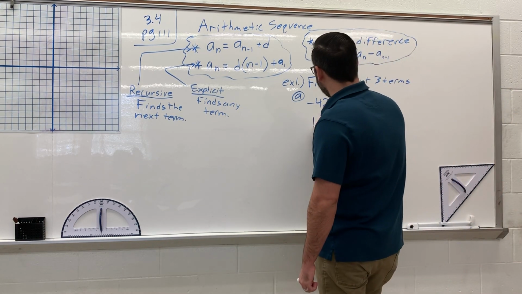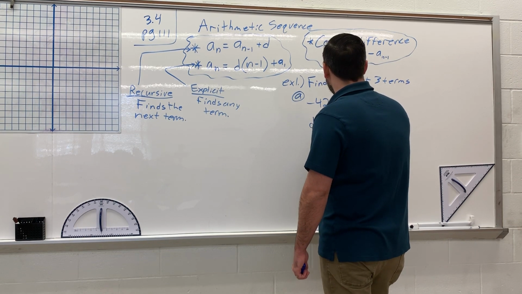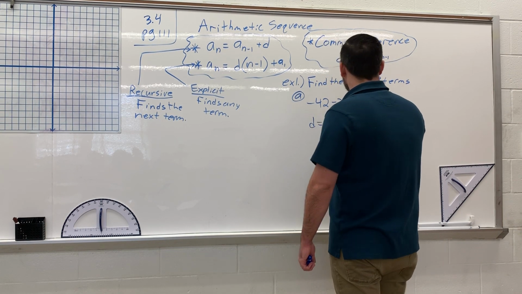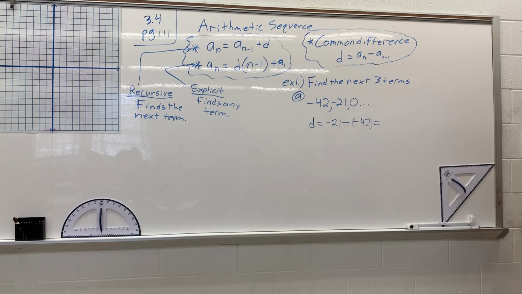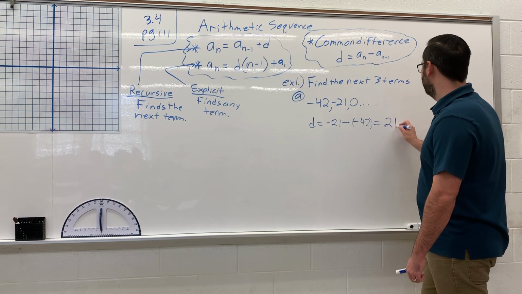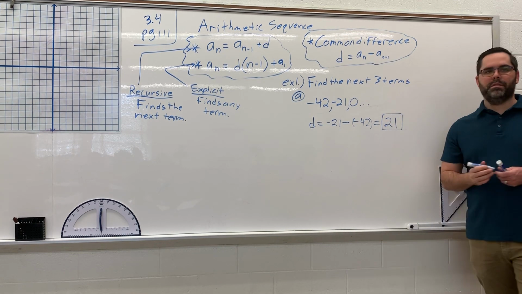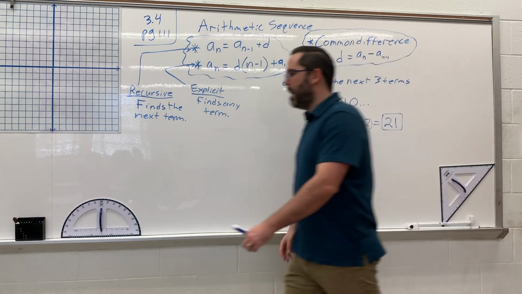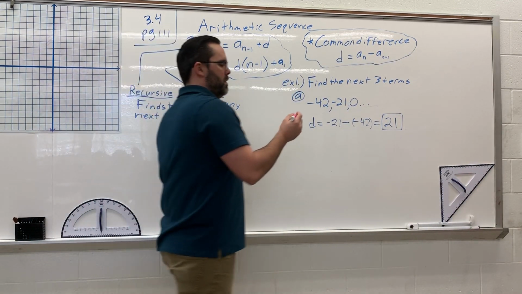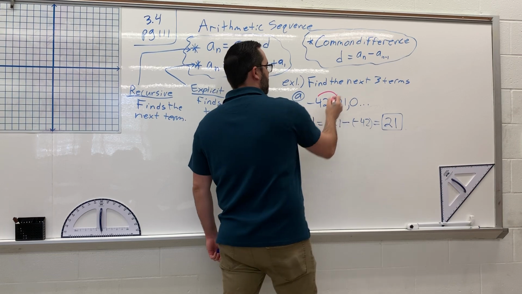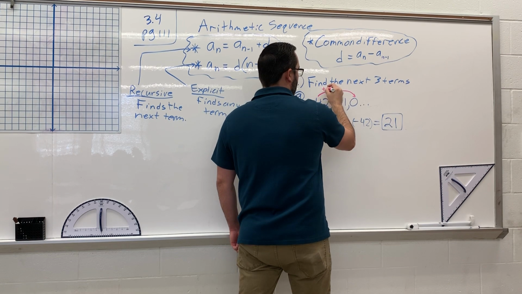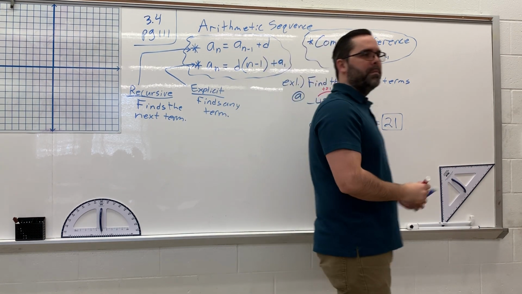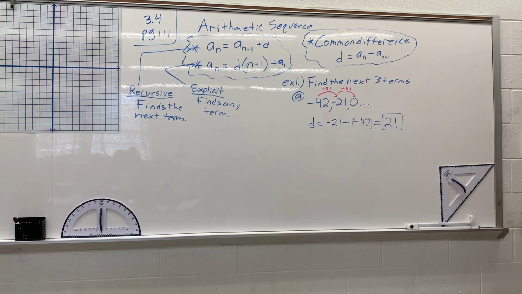So this is negative 21 minus negative 42, which equals 21. So this is our common difference. Well, that makes sense, right? Because what's happening in my sequence? What am I going up by? 21. And what am I going up here by? So that's my pattern. So the common difference is just a pattern.